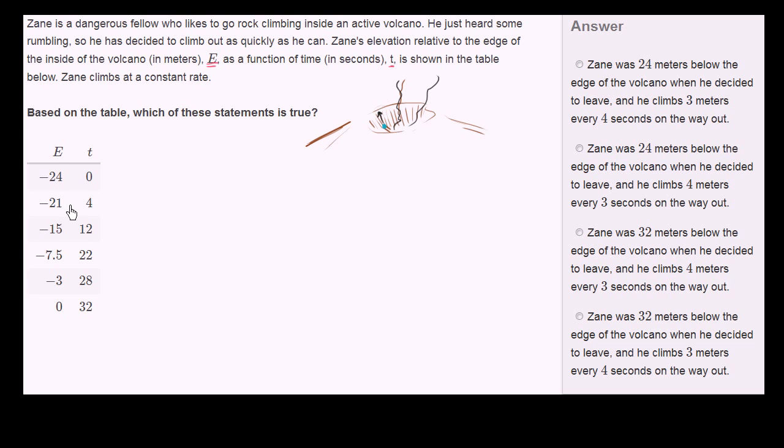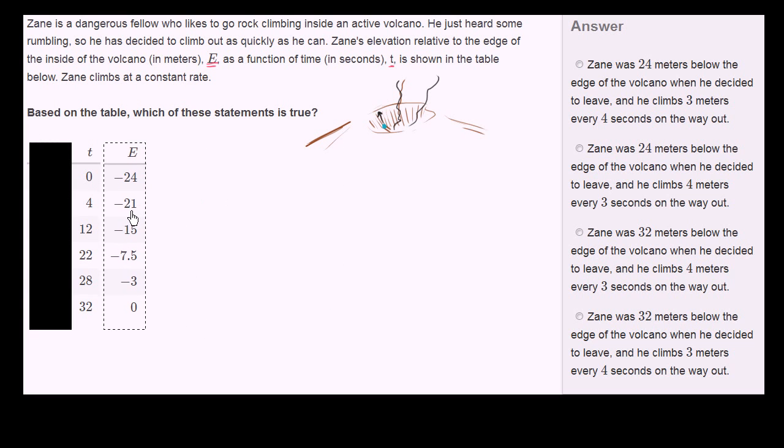And this table is done in a kind of non-traditional way. Normally, we would have the input into the function on the left-hand side, and then the function of it on the right-hand side. And actually, I like looking at things that way, so I'm going to make it like that. So let me cut and paste it over here. Now I can think of it a little bit clearer. At time 0, he's going to be at negative 24 meters. At time 4 seconds, he's going to be at negative 21 meters. So this makes it a little bit clearer, at least in my head.